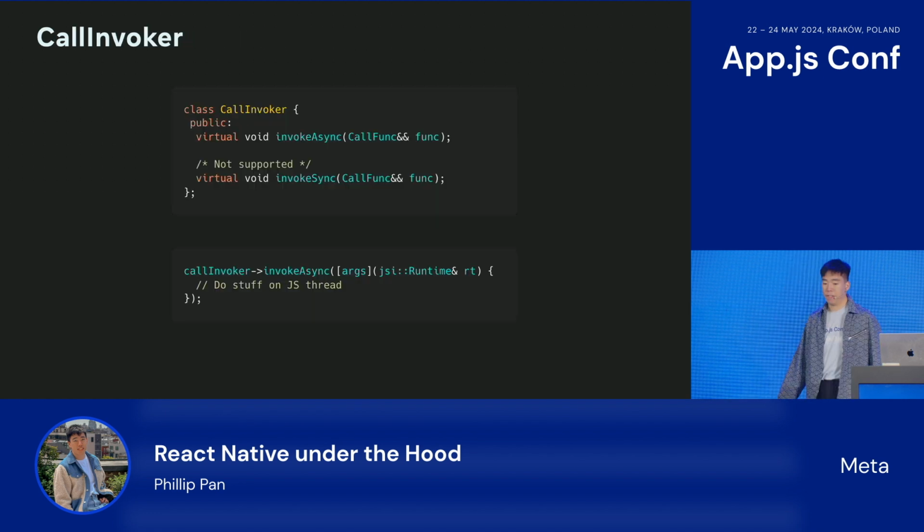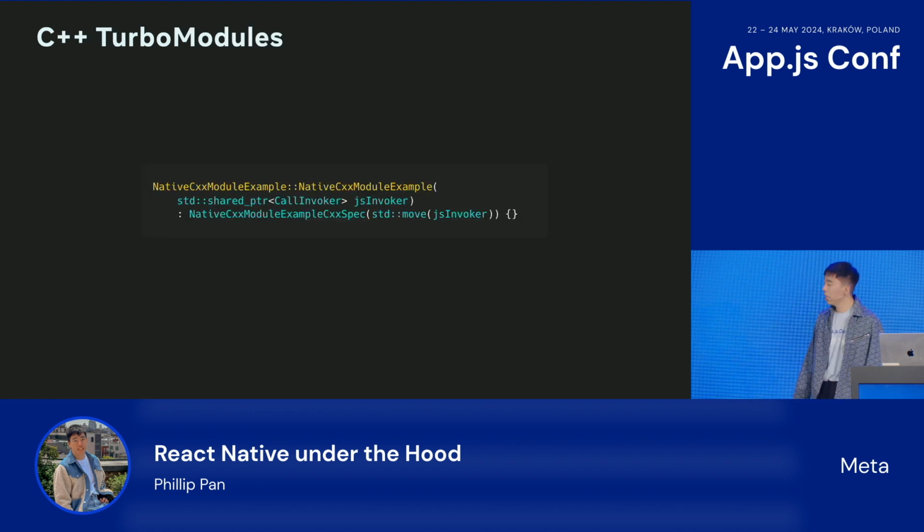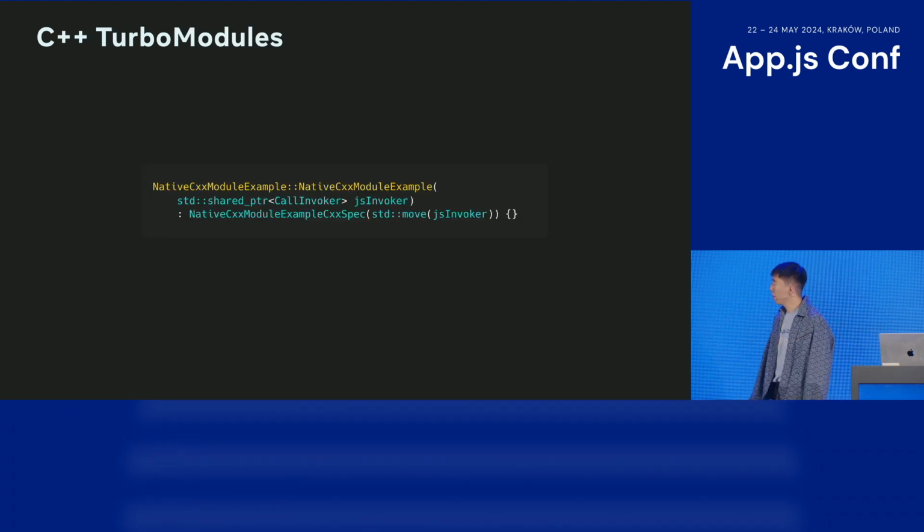We have an API for this use case called the call invoker. The call invoker provides an API where we can dispatch onto the JavaScript thread asynchronously. Currently, we do not support blocking the current thread to finish execution on the JS thread. The API is simple. You just pass in a lambda to invokeAsync that takes in a reference to the runtime. In C++ TurboModules, getting the call invoker is easy.